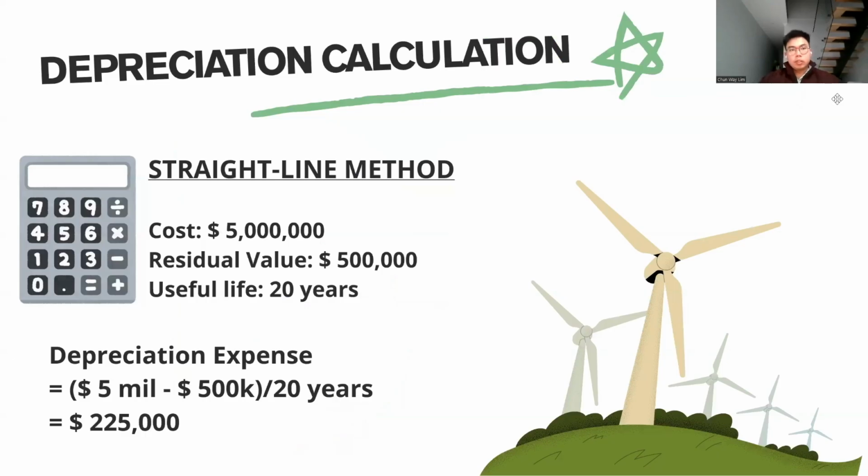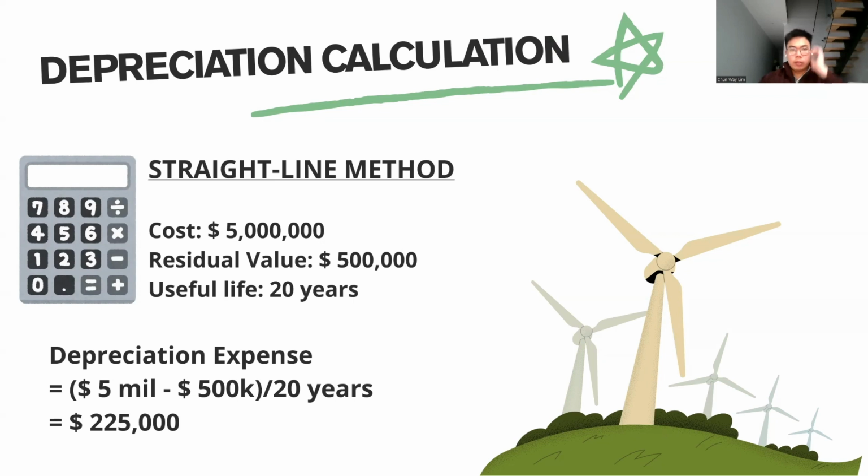Hi everyone. So I'll be explaining how the company will calculate their depreciation for the wind turbine. The wind turbine was acquired for $5 million, and the company expects to recover around $500,000 at the end of its useful life. The estimated useful life is about 20 years. With the straight line method, we assume that the asset provides equal benefit across each year, so the cost is spread evenly across the life.